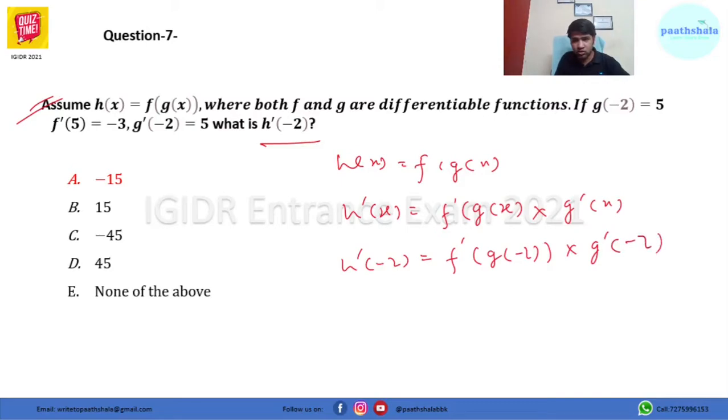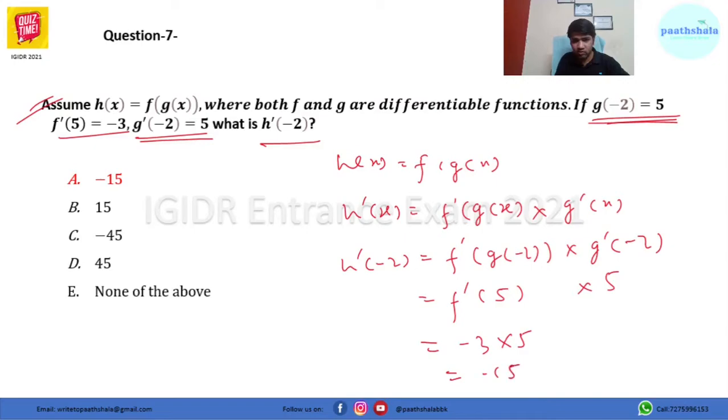Okay. The value of g'(2) is 5. Okay, so we'll put 5 here, and the value of g(2) is also 5. So this will come out to be f'(5). And the value of f'(5) is minus 3. So minus 3 into 5, this will come out to be minus 15. So option A is the right option. Now let's move to the next question, that is question number 8.